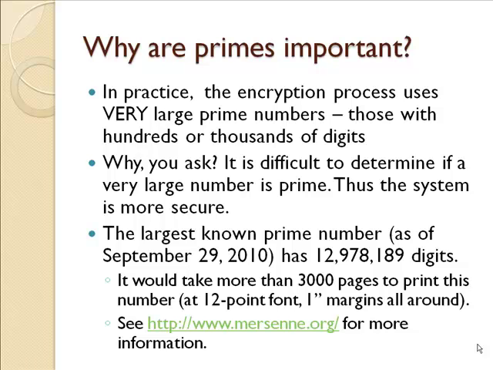The largest known prime number, at least as of recently, has 12,978,189 digits. I'm not saying that that number, 12 million and some, is prime. I'm saying that's how many digits the largest known prime number has. If you were going to print this out, it would take more than 3,000 pages of paper. And there is an organization searching for these larger and larger primes. GIMPS is one version, G-I-M-P-S is an acronym. The M stands for Mersenne, the P stands for primes, and so that's the Great Internet Mersenne Prime Search.